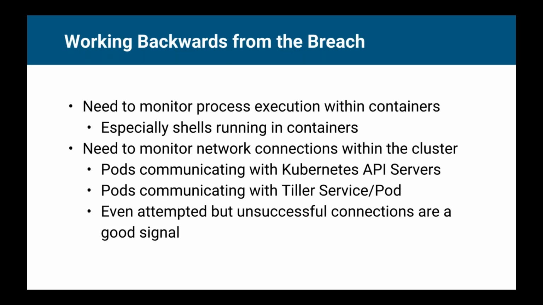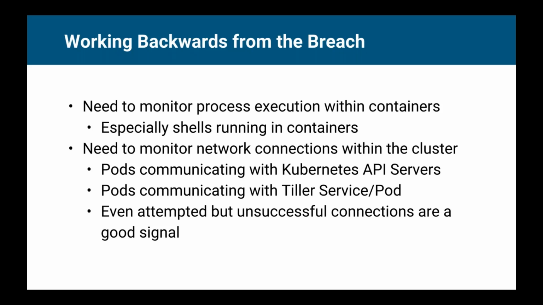So now let's work backwards from the breach and see what we need to do. What we want to do in order to identify activity like this is monitor all process execution within containers, and especially for shells. We also need to monitor all the network connections within the cluster, because there are several activities that we want to be able to identify, trace back, and also ideally alert on and respond to in real time. First, any pods communicating with the Kubernetes API servers.